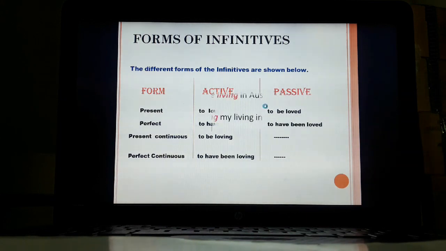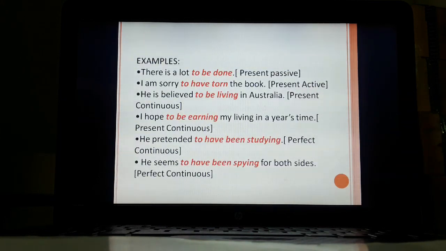Now let's go through some examples. There is a lot to be done. This sentence is in present passive form. So which is the infinitive over here? To be done. Alright, so to is an infinitive, again the present form, that is be, and then done. Done is the third form of the verb. Why has it been used? Because here passive has been mentioned.